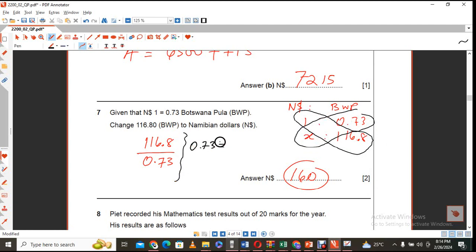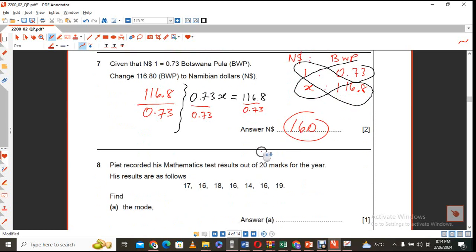0.73x, if you were to multiply it, equals 116.8, and then from there you simply divide to get that x alone. You can see that as much as what you have done there. So same currency you divide, different currencies you multiply.